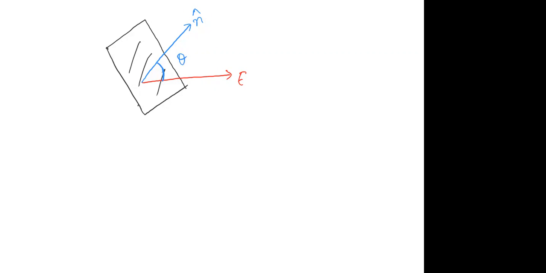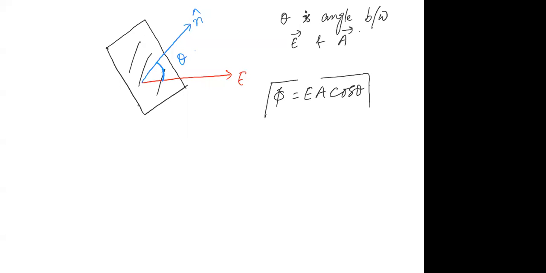The angle between these two means what? Theta is the angle between electric field vector and area vector. So in this case, the flux is defined as E multiplied by A multiplied by cos theta, where E is the magnitude of electric field, A is the area of that surface, and theta is the angle between the electric field and the area. This flux can also be written as E dot A.